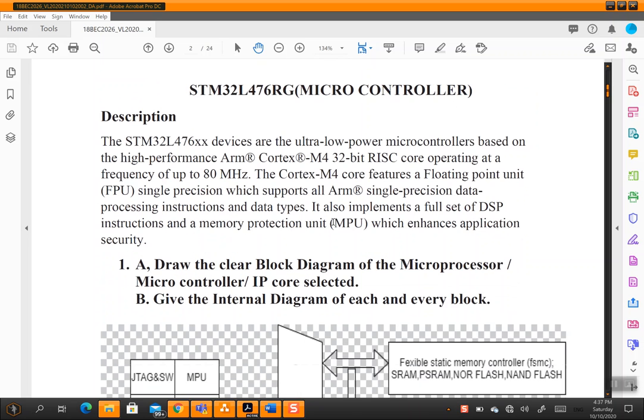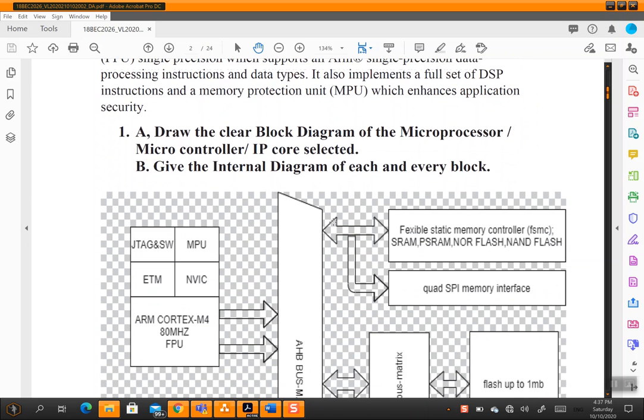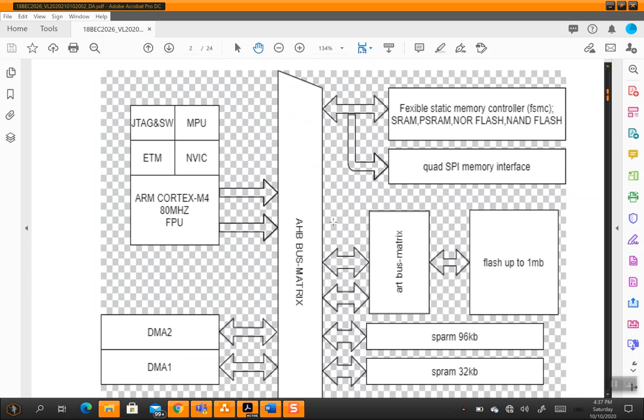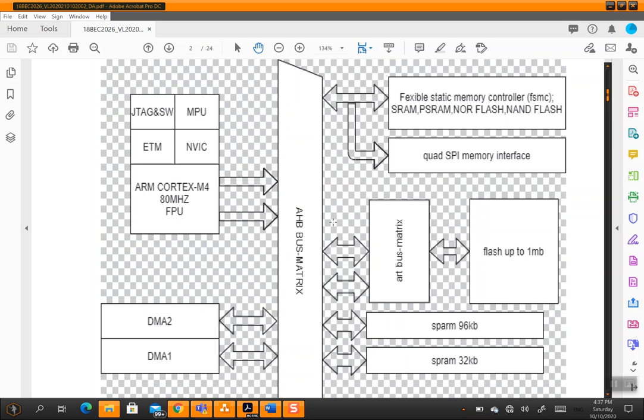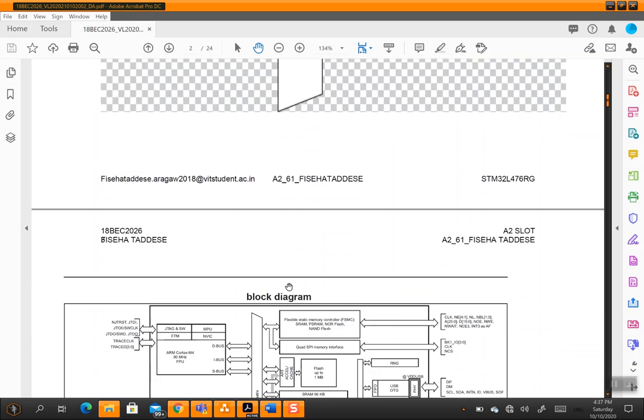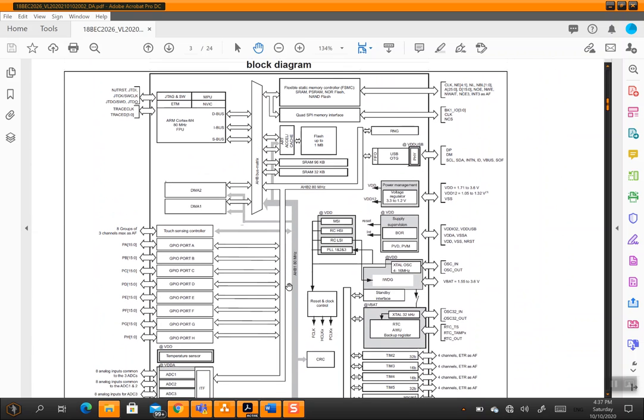When we get to the question, first draw the clean block diagram of the microprocessor or the microcontroller and the IP core selected. So as you can see, this is the block diagram of my microcontroller. There are different kinds of sections in the block diagram which have different functions. There is an AHB bus matrix, which is essential for transferring data from one place to another.